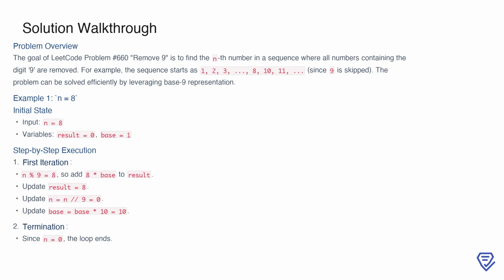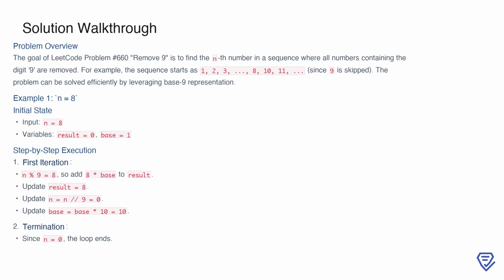Initially, we start with result equals 0 and base equals 1. In the first iteration, we compute n % 9, which equals 8. This means the last digit in the base 9 representation is 8. We add 8 * base to result, updating result to 8. Then, we update n by performing integer division by 9, which sets n to 0. Finally, we multiply base by 10, setting it to 10.